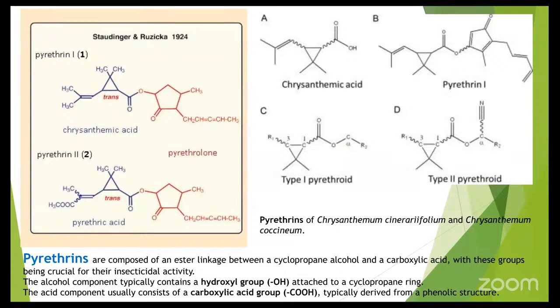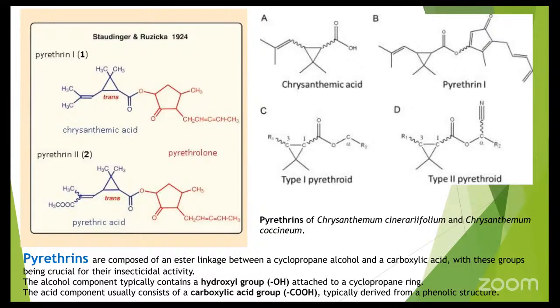The term pyrethroids is applied to compounds having an alcohol moiety similar to pyrethrins, that is, insecticides based on the pyrethrins as prototypes. Pyrethrins are composed of an ester linkage between a cyclopropane alcohol, which is a cyclopropane ring where the alcohol contains a hydroxyl group attached to it, and a carboxylic acid, where the acid component usually consists of a carboxylic acid group, typically derived from the phenolic structure. These two groups are crucial for pyrethroids to act as an insecticide.